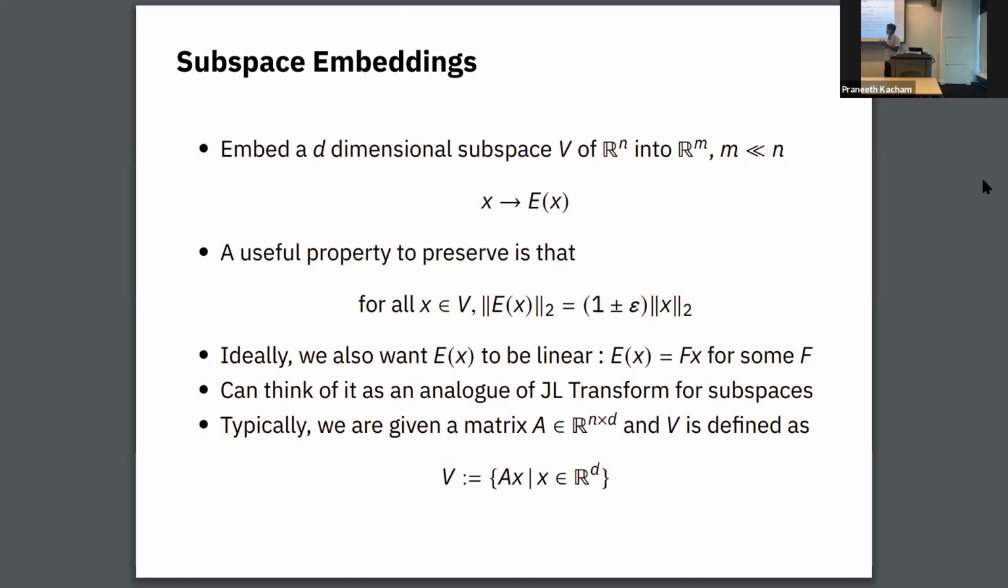And this is the analog of the JL transform that we all know. The JL transform tries to preserve the Euclidean norm of a fixed set of n vectors. But here we want to preserve norms of every vector in a d-dimensional subspace, right? So we are asking something stronger in some sense. And typically this subspace V is given to us as a matrix A, and we take V as the column space of matrix A. So we want to preserve the Euclidean norm of every vector of the form Ax.